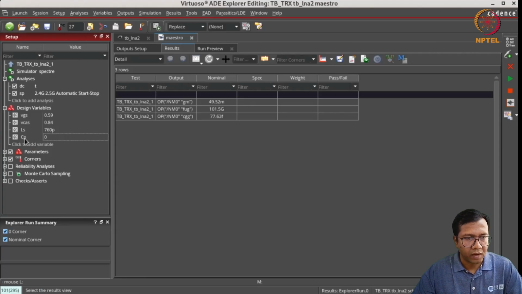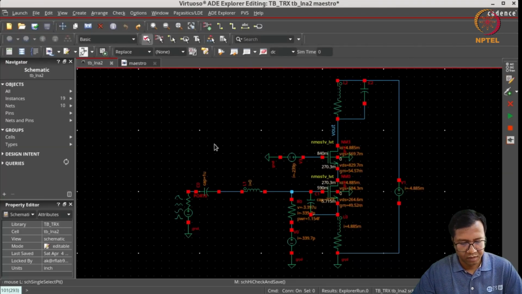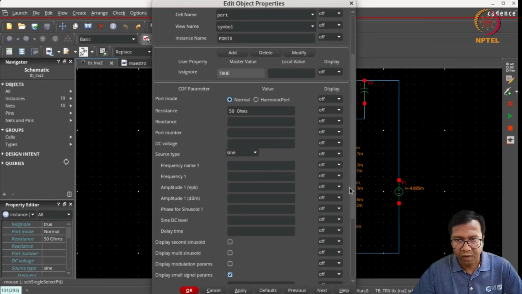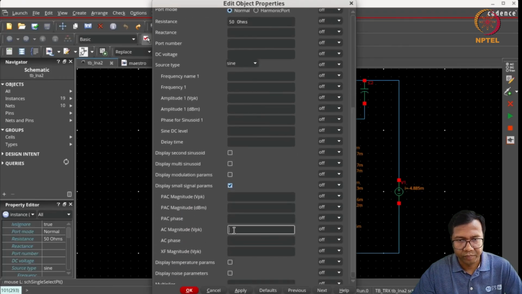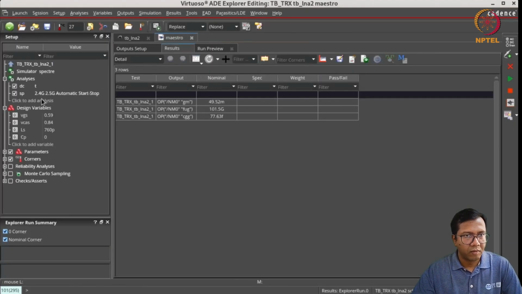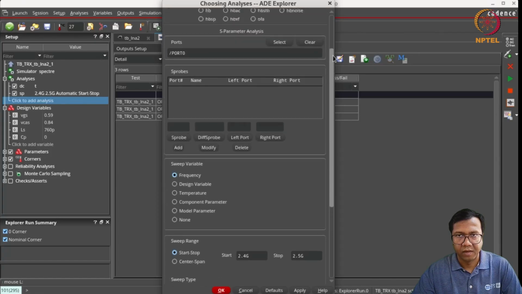Now we need to find the optimal value of CP so as to get the proper tuning at the output. So we can now add an AC analysis to get the gain for this circuit. The AC analysis can be done with the help of a small signal parameter here. So I will add an AC source with magnitude of 1. And we can add an AC analysis here.